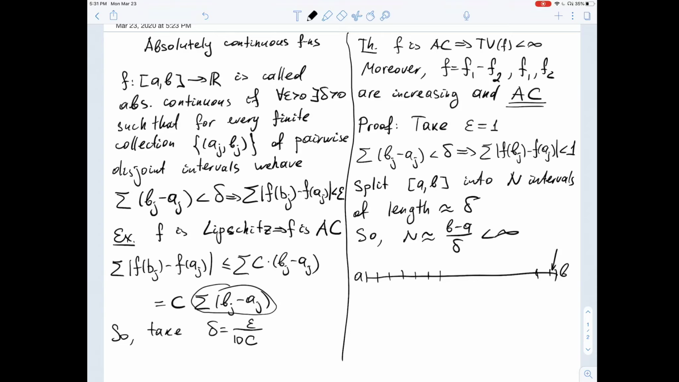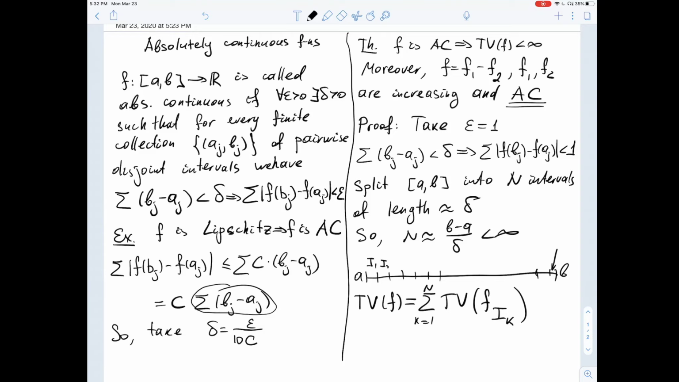So I'll eventually get a very bad estimate for my total variation, but it will be a number. All right, so then what do we know? We know that the total variation of f, this is what we proved last time, is equal to the sum from k from 1 to n of total variations of f restricted to the interval Ik. So the kth interval will be called Ik.